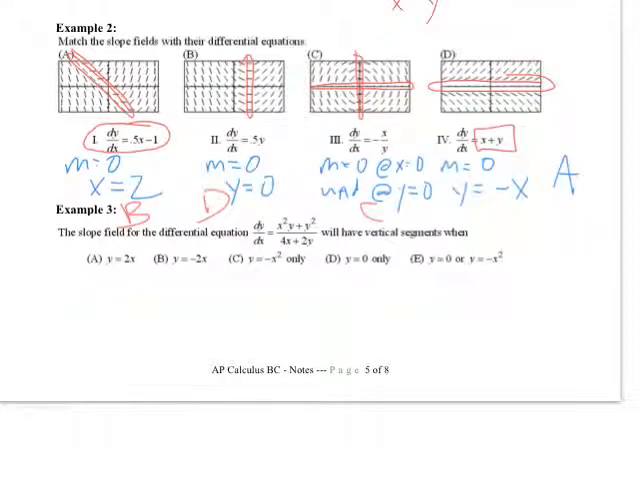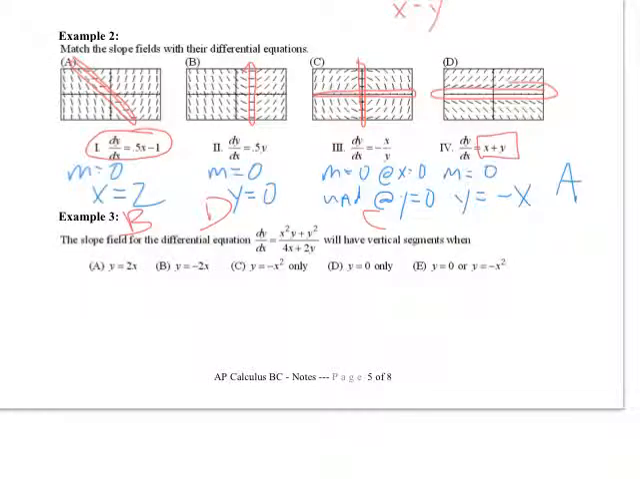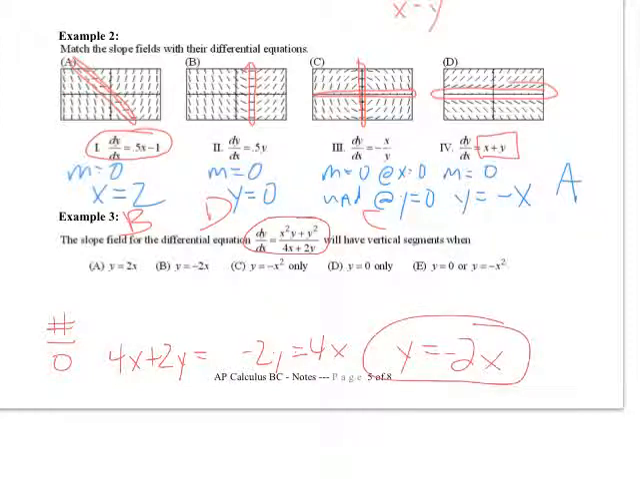Okay, example 3, this is a question that was found on an AP test. It says the slope field of the differential equation will have vertical segments, and we want to know when. So remember that vertical segments are when we get some number divided by 0. So if we set our denominator equal to 0, that will tell us where a vertical segment exists. And solving this out, we get negative 2y is equal to 4x, or y is equal to negative 2x. So anytime y is negative 2x, we should get a vertical segment.